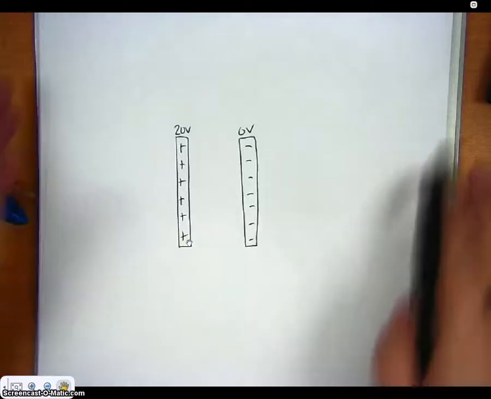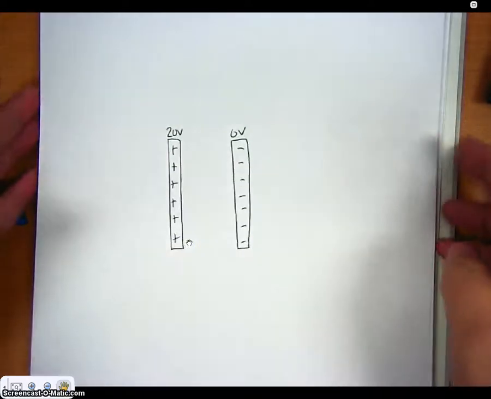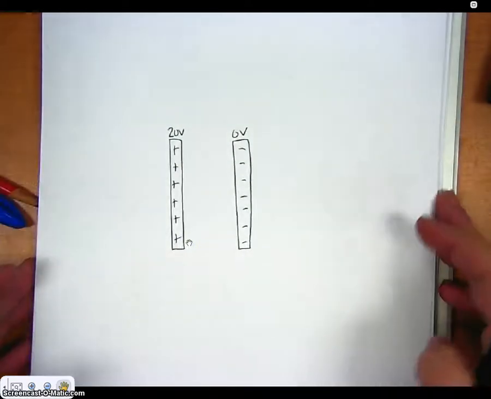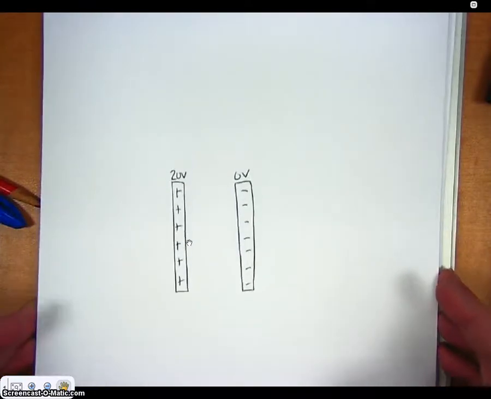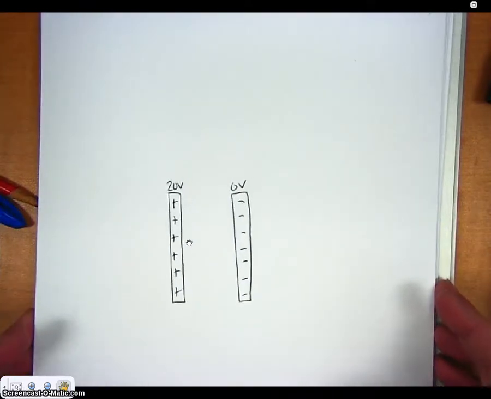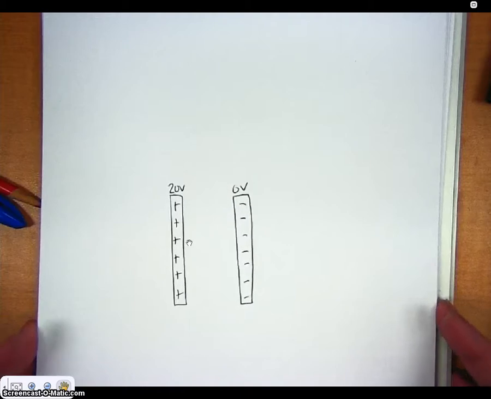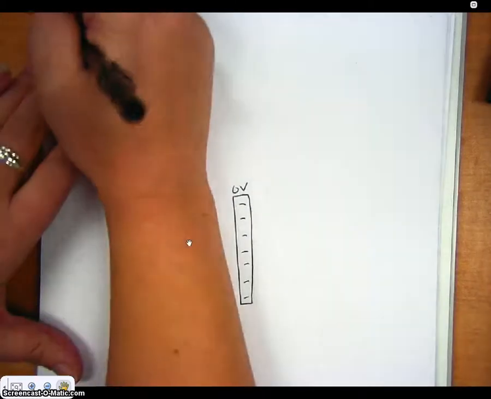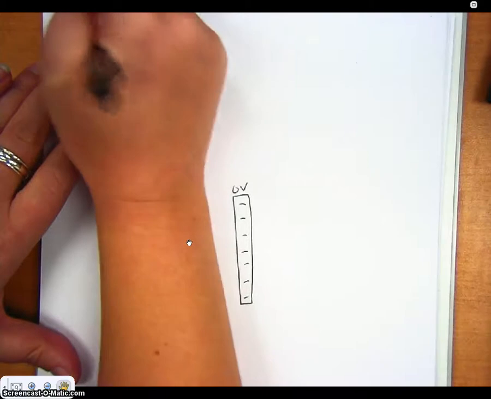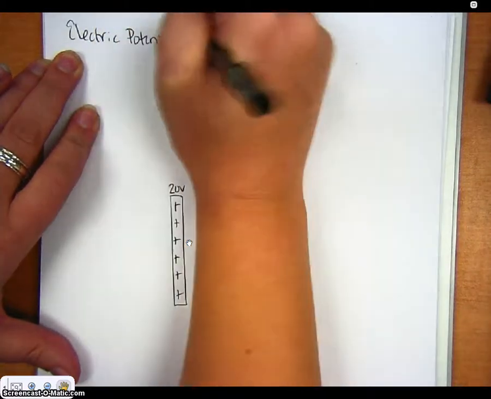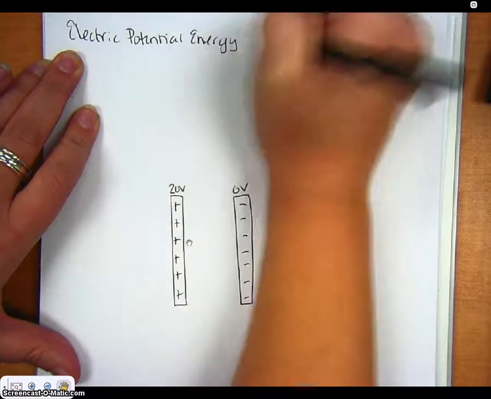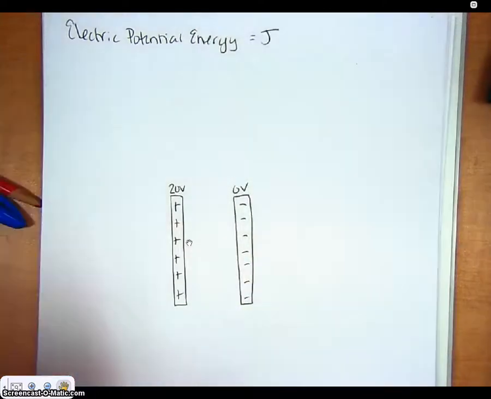In this video, I'm going to interrelate the ideas of potential energy, voltage, work, and the motion of an electron. We've already talked about electric potential energy, and we gave the unit in terms of joules. So electric potential energy, we've been calculating in joules.